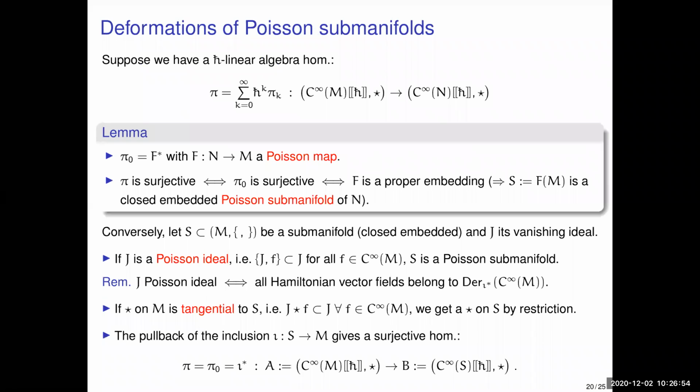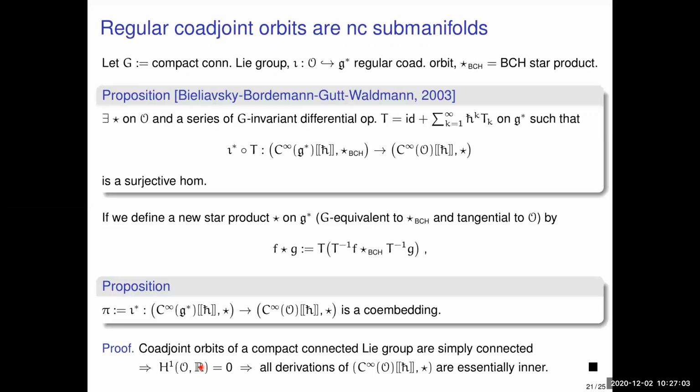So sorry, back one slide. I want to give an example of a tangential star product that indeed gives you a co-embedding. This is a nice example that is in a paper by Bieliavsky, Bordemann, Gutt and Waldmann. And there is really nothing more here than what is in this paper. It's just rephrasing. So take G a compact connected Lie group, G star is the dual of the Lie algebra, and O is a regular coadjoint orbit.